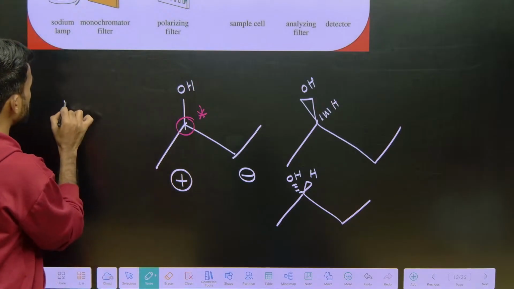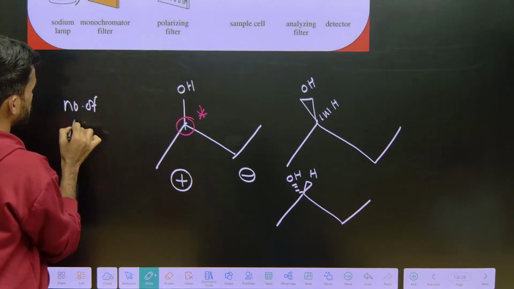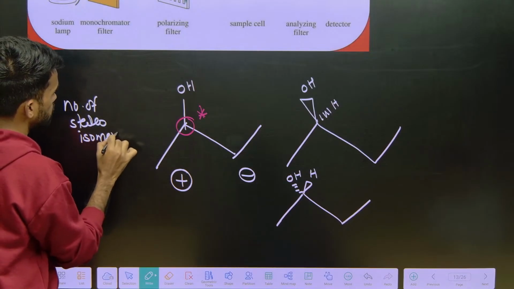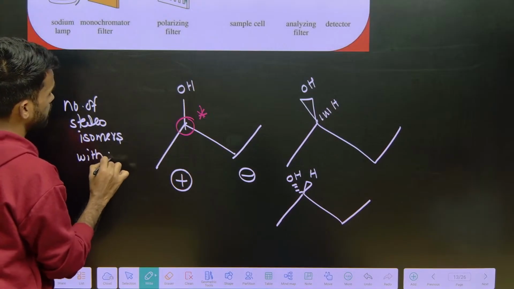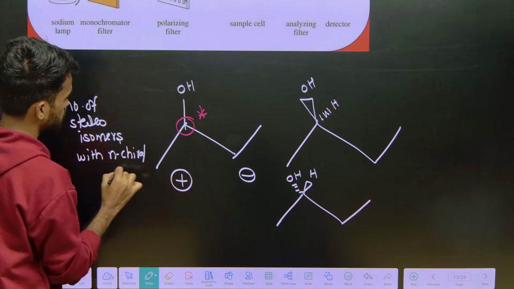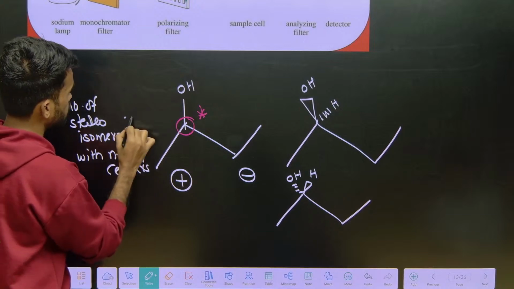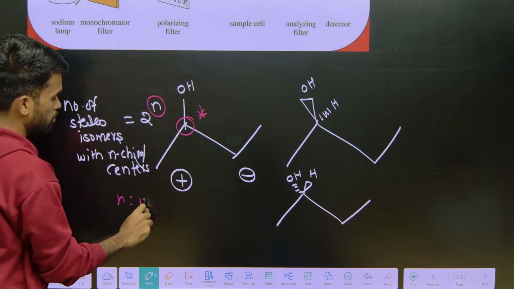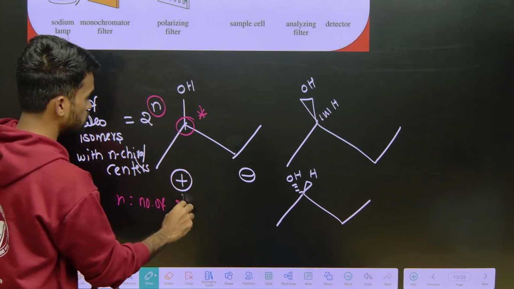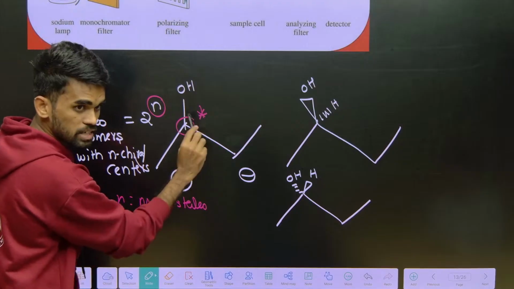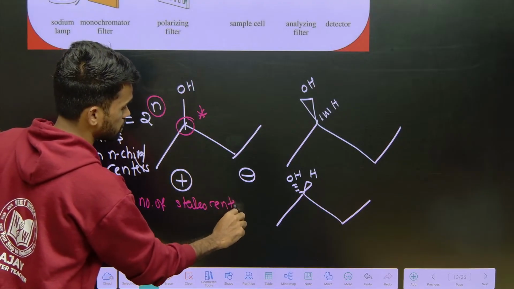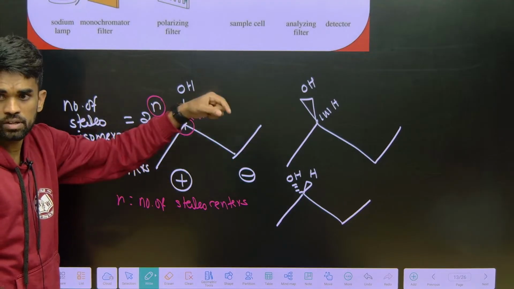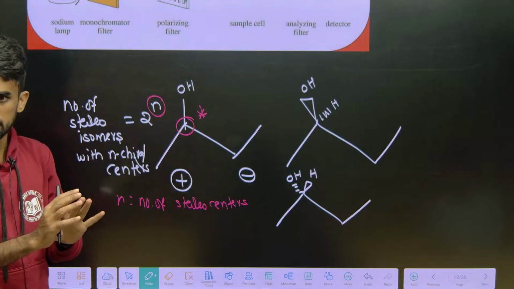So you can use number of stereoisomers with n chiral centers is equals to 2 power n, where n indicates number of stereo centers or chiral centers. You can say stereo centers or chiral centers. Okay, for this molecule how many? One stereo center, 2 power 1, one is D form, another one is L form. Is this clear or not?